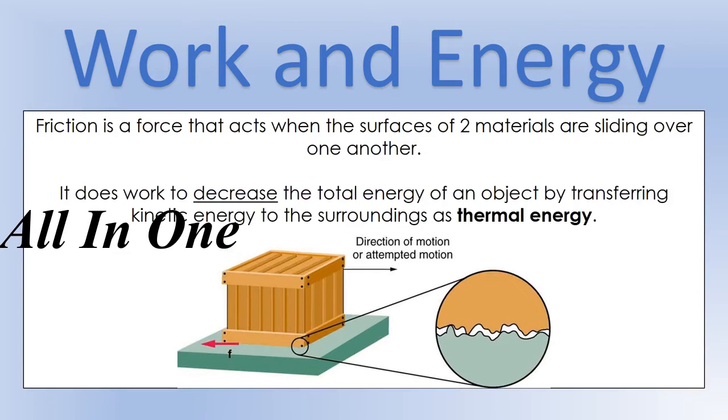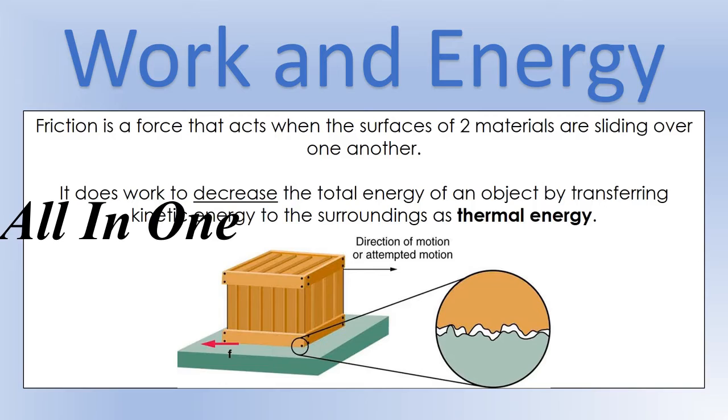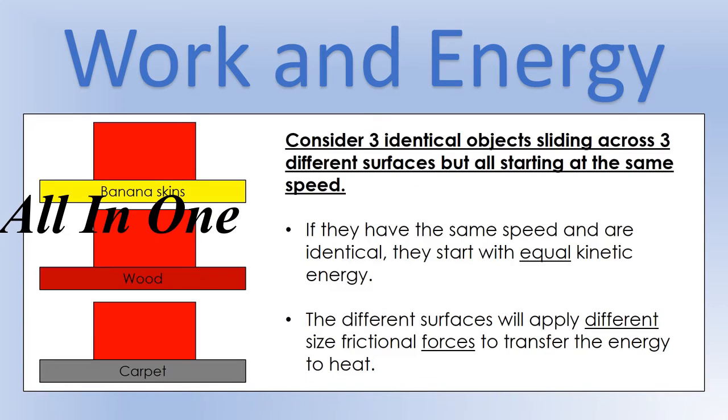All right, let's take a look. Friction transfers kinetic energy into thermal energy, which it sends out into the surroundings. So it's increasing the energy of the surroundings, but it's decreasing the energy of the object itself.